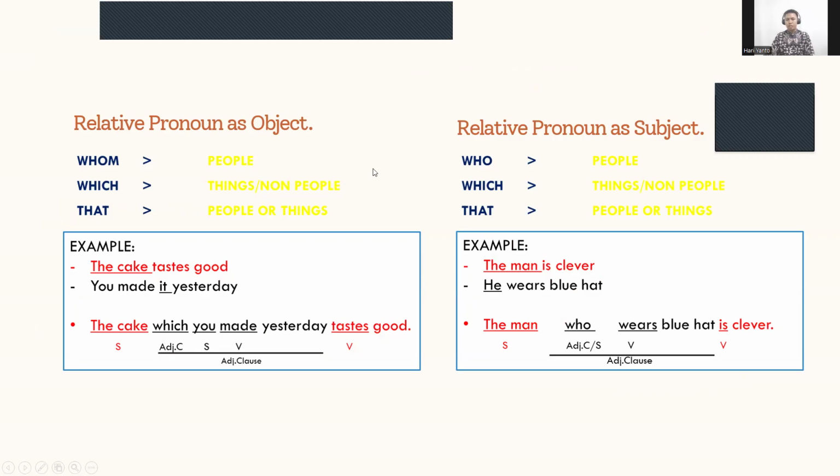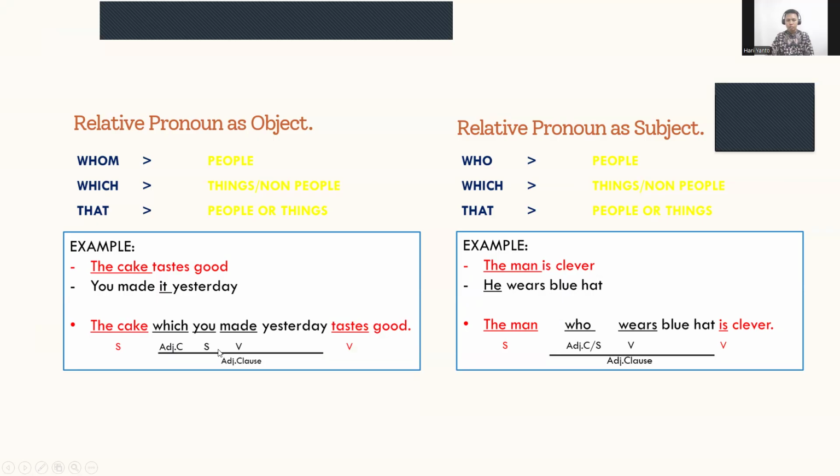Some grammar books divide it into two: relative pronoun as an object and relative pronoun as a subject. Relative pronoun as an object, there are whom, which, and that. And relative pronoun as a subject, there are who, which, and that. Example: the cake tastes good. You made it yesterday. It becomes: the cake which you made yesterday tastes good. Which you made yesterday is an adjective clause. An adjective clause modifies the cake.